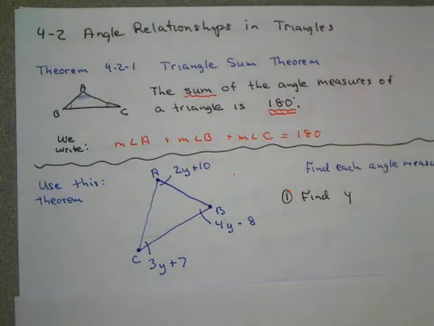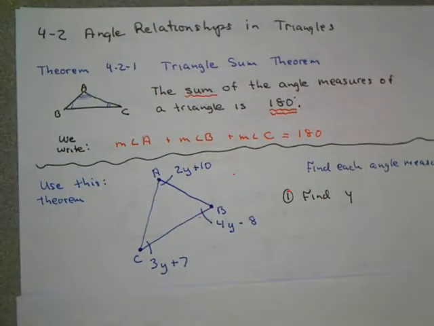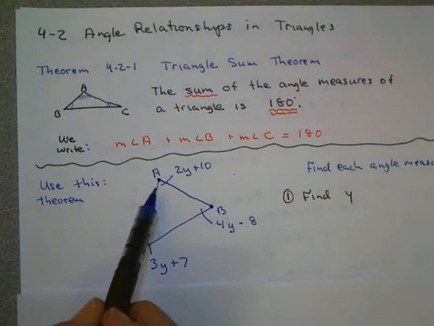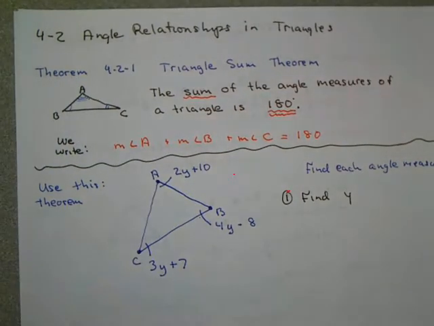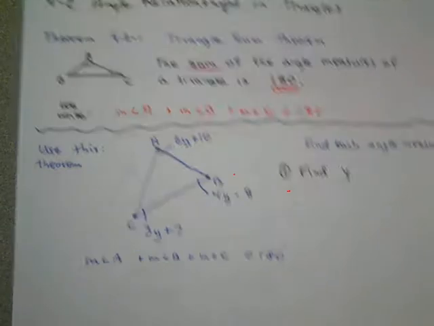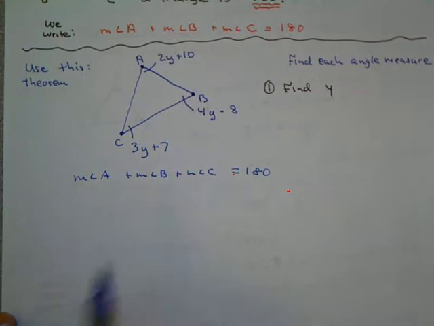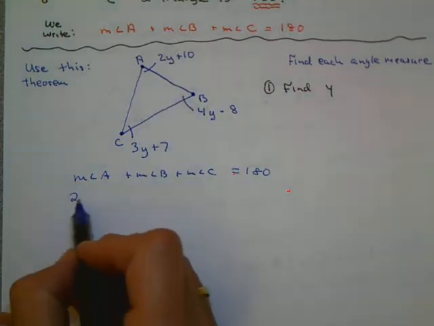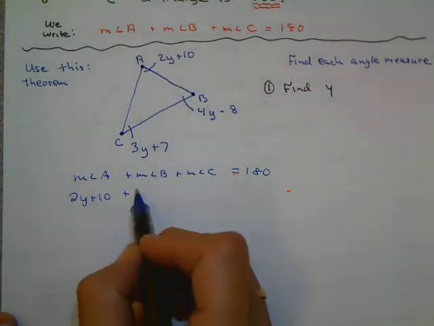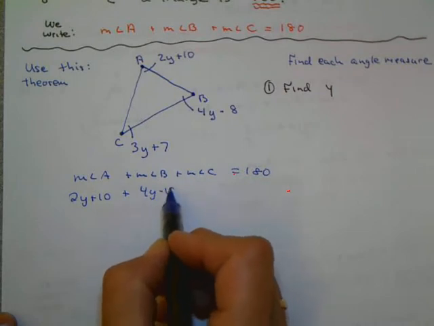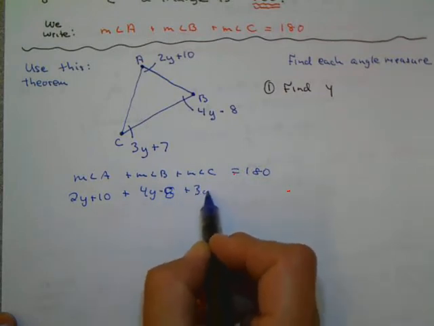We'll use it if we just know two angle measures. We'll also use it with a little algebra. This is like a problem in your book with some constellations, some stars, and it says find each angle measure. Well, we're going to start with our triangle sum theorem, and we'll write the measure of angle A plus the measure of angle B plus the measure of angle C equals 180. And then, as we always do in these cases, we'll substitute in our expressions: 2y plus 10 for angle A, 4y minus 8 for angle B, and 3y plus 7 for angle C.